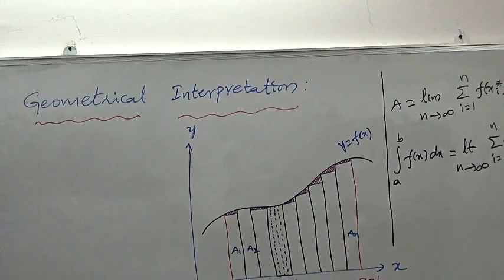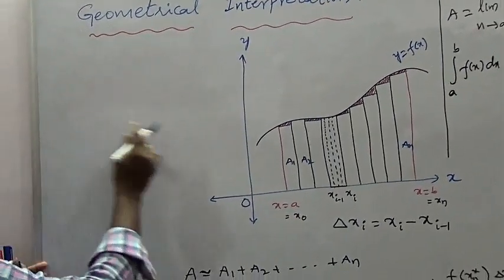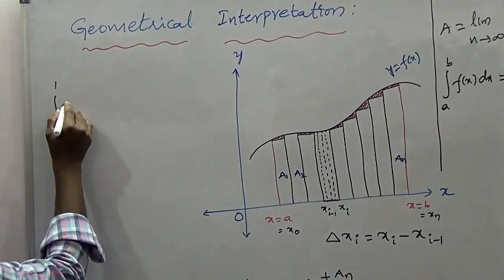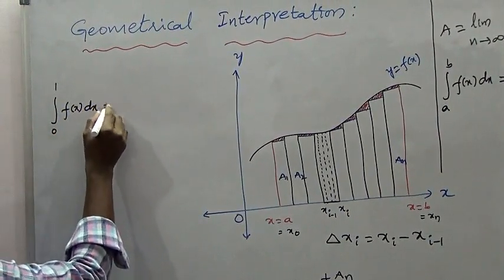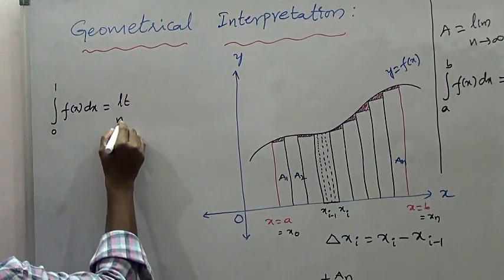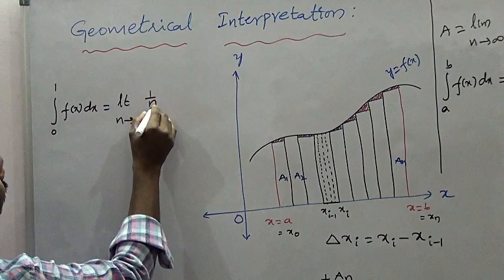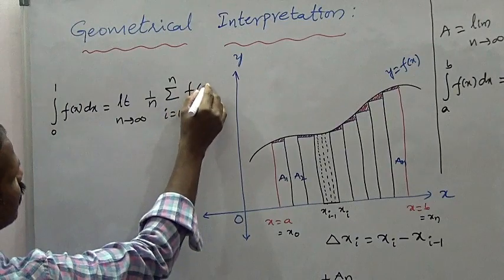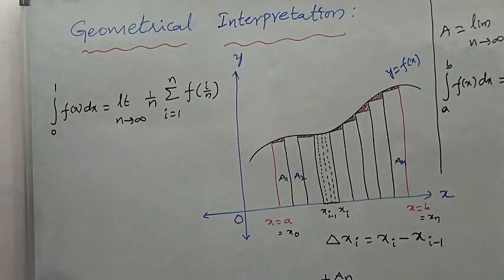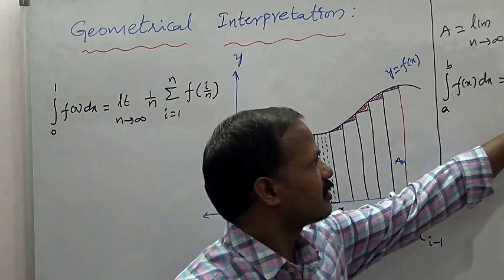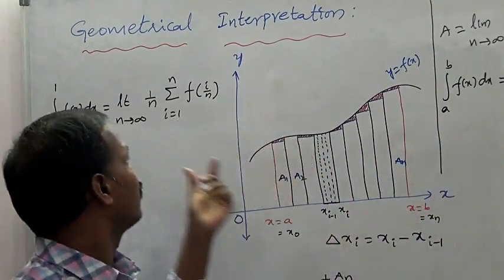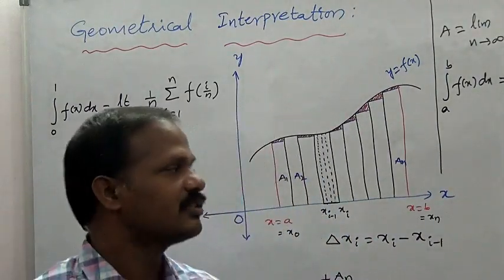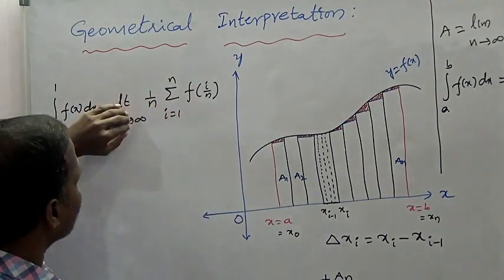Now from this we write some formulas, and those formulas you have to remember. In particular, the integral from 0 to 1 of f of x dx equals the limit as n tends to infinity of 1 by n times the summation from i equal to 1 to n of f of i by n. What I am doing here: delta x is the length of the interval. What is the length of the interval? It is 1 by n, because the total will make n parts. So the length is 1 by n, and I take 1 by n outside.